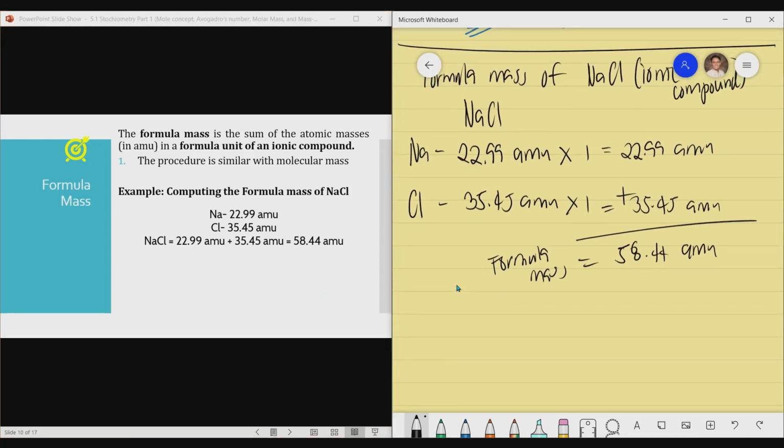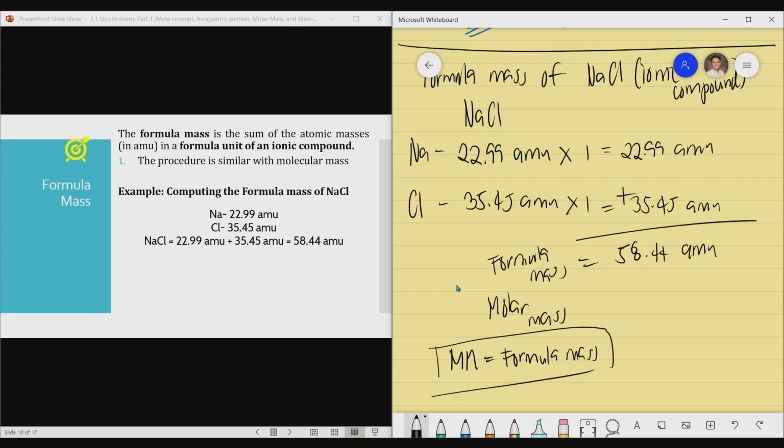Now again, if you were asked, what is the molar mass? Remember, molar mass is equal to formula mass. Whatever the value of your formula mass, according to this rule, that will also be your molar mass. So therefore, the molar mass for sodium chloride is also 58.44. The only difference is the unit, gram per mole. So I have formula mass 58.44 AMU, and the molar mass is 58.44 gram per mole.